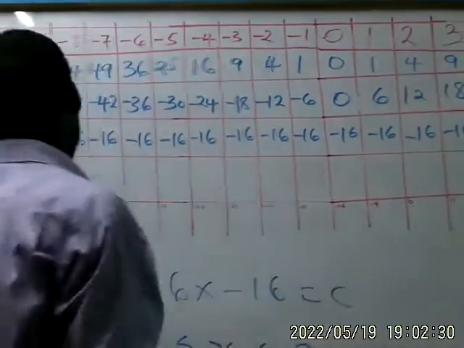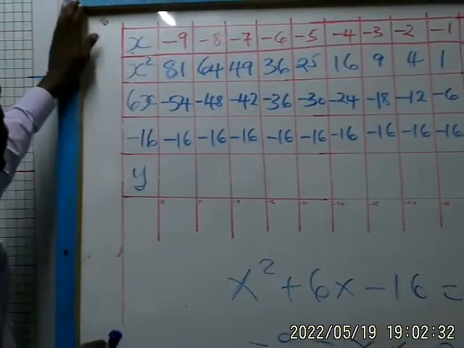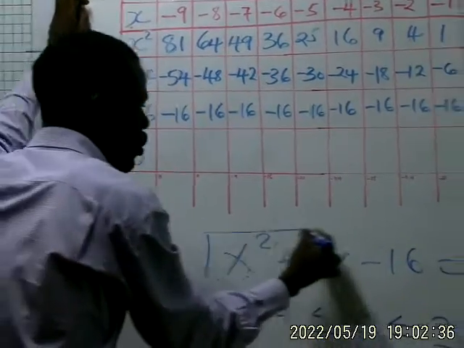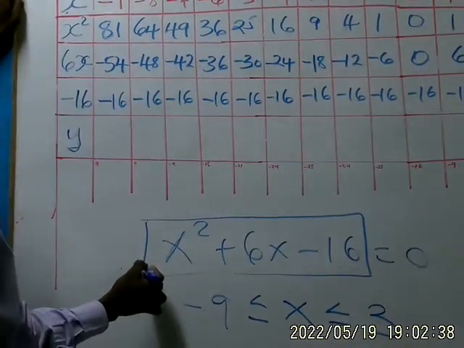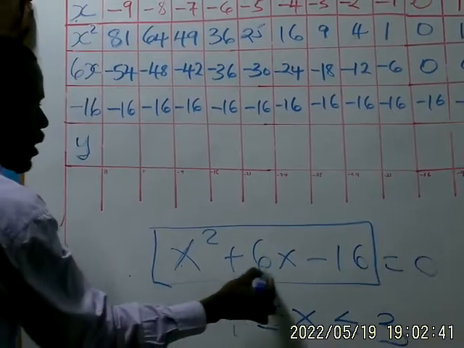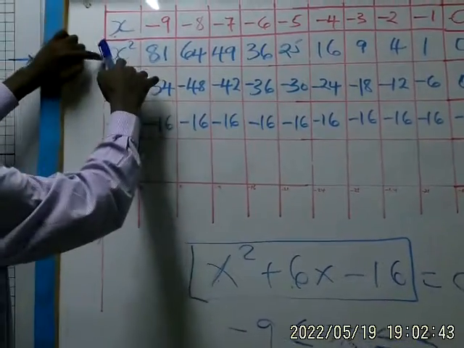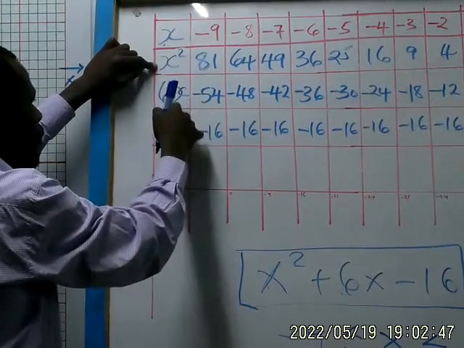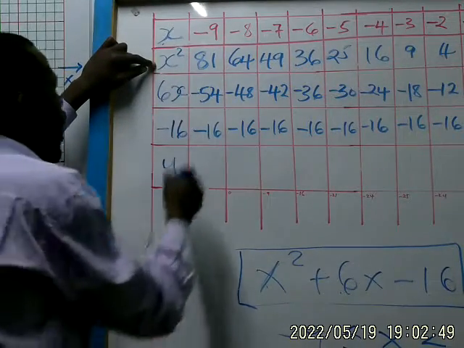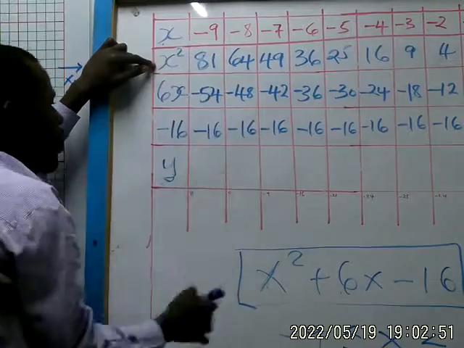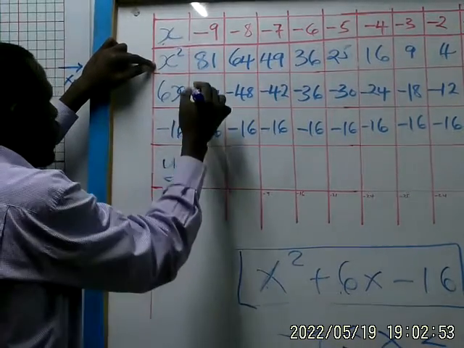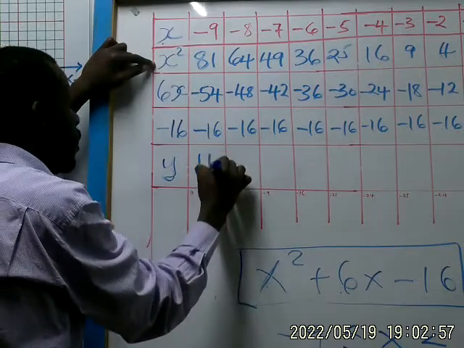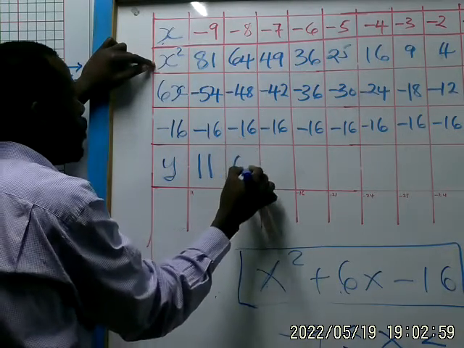Then from there, I need to find the value of y. The value of y we are adding, because look at the equation here. This equation is telling me that I need to add x squared plus 6x minus 16, and therefore I will start adding from x squared, not from x. It's from x squared, 6x, minus 16. When I add these values, the negative and negative are the same. Therefore, you add and you get 11. This one you will get 0.